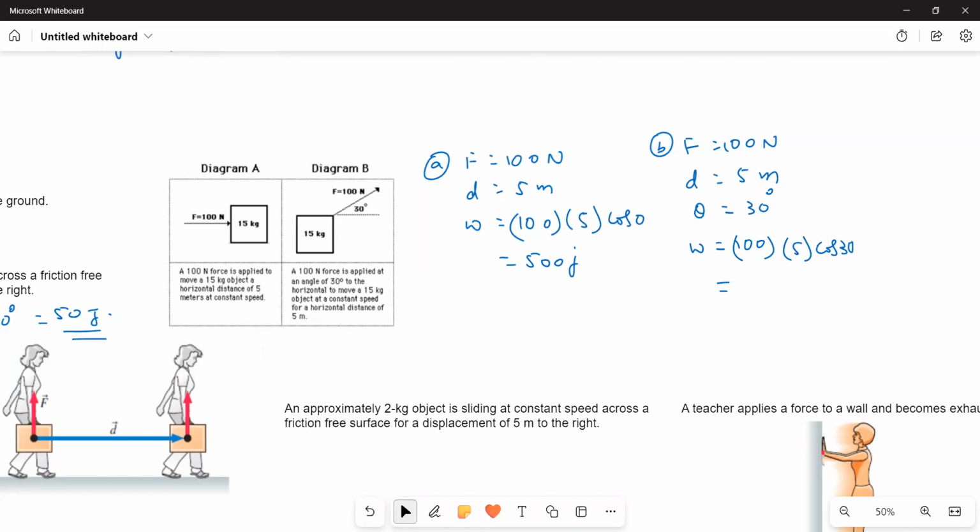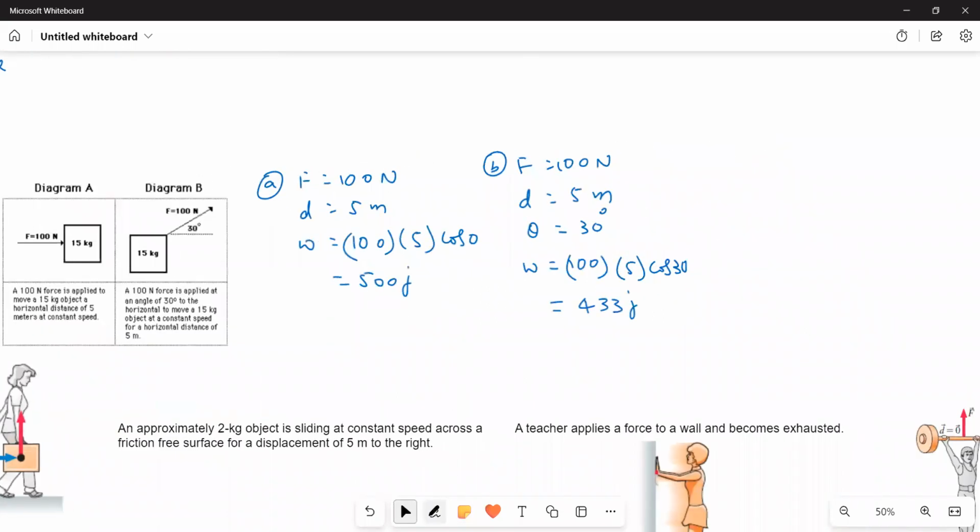What is the value we get? We get 433 joules of work done. Now, if you want to, I will give one more example. Suppose the same force, F is equal to 100 newtons, displacement is equal to 5 meters, and theta is equal to 45 degrees.